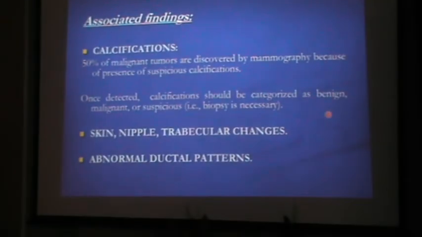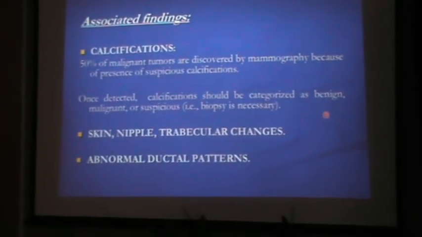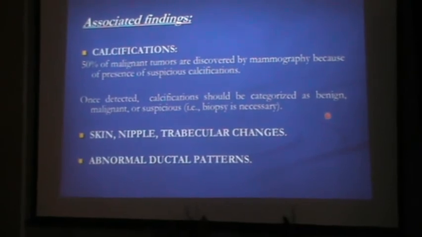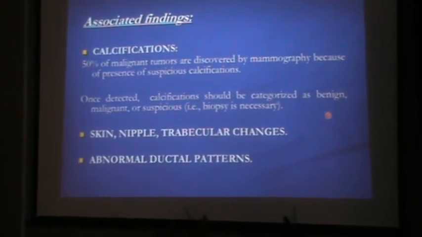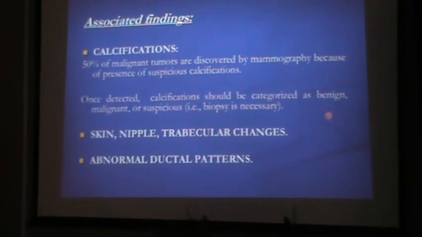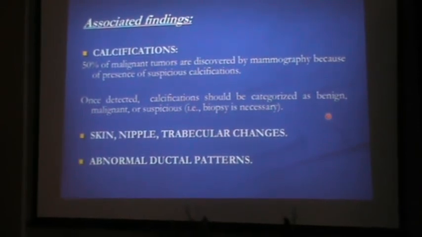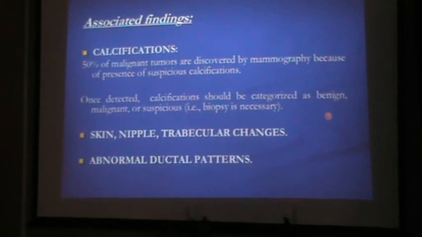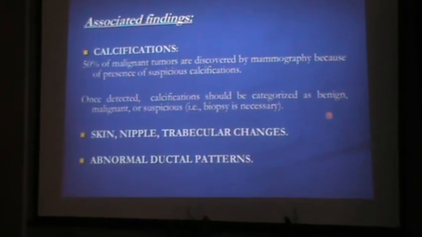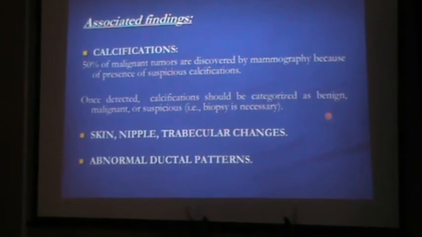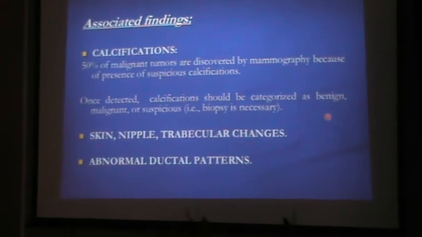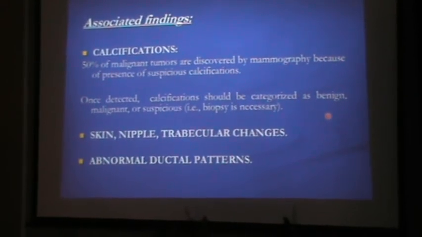Characterization of breast masses by mammography: it is usually associated with other findings such as calcification. 50% of malignant tumors are discovered by mammography because of the presence of suspicious calcification, and this is the importance of digital mammography. It can detect tiny calcifications well. Once detected, calcification should be categorized as benign, malignant or suspicious, that is, biopsy is necessary. Also look for skin, nipple and trabecular changes, and abnormal ductal pattern.